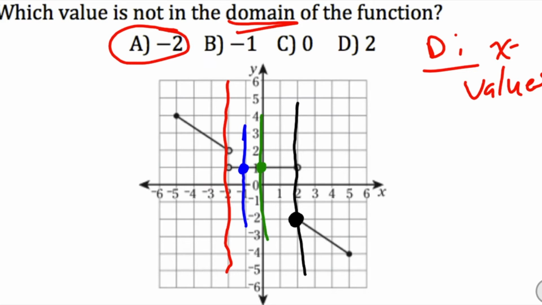Okay, so let me erase this line here, and I'll explain a little bit why this is not. So at -2, you can see that we had an open circle here and an open circle here. Open circles are not included, so this did not have any value that was included at -2. We had some values less than -2 up here and greater than -2 here, but there are no values that were equal to -2. All right, so -2 is the answer because we were asked which one is not in the domain.